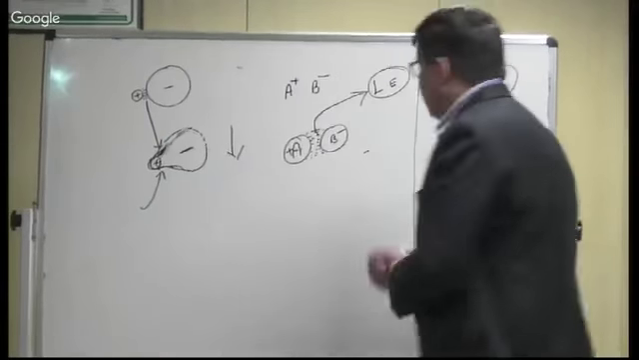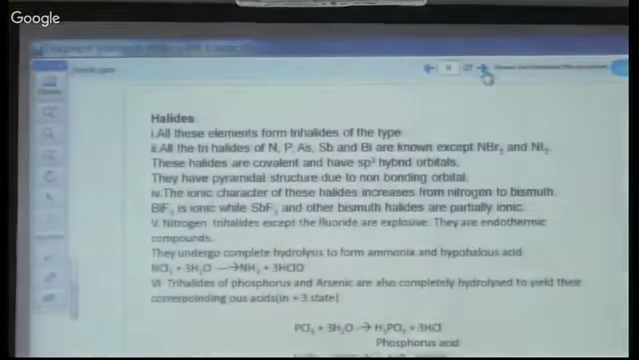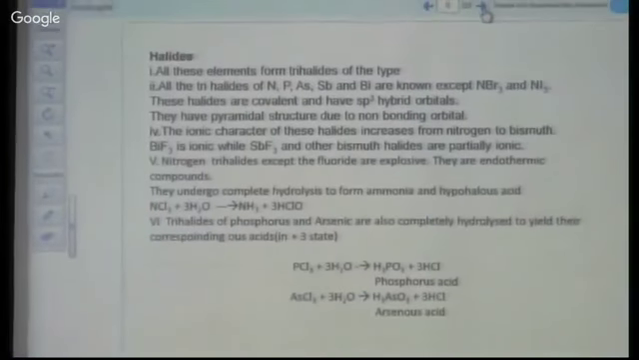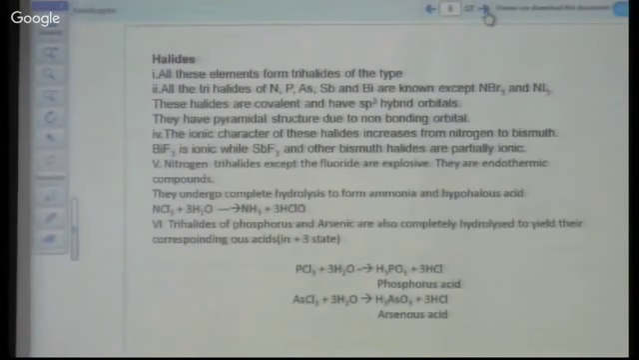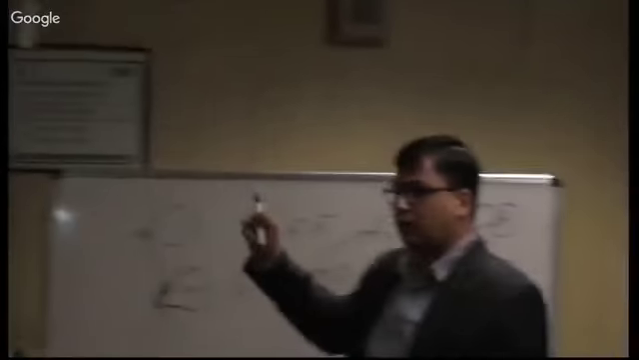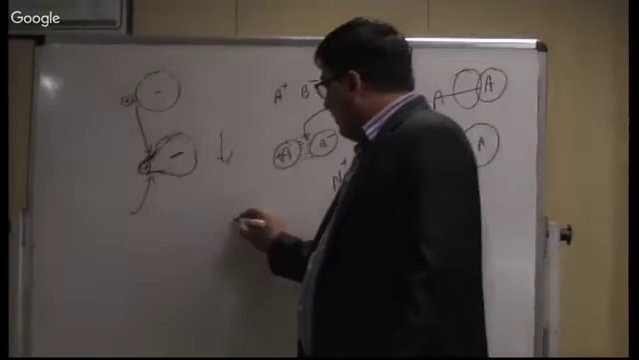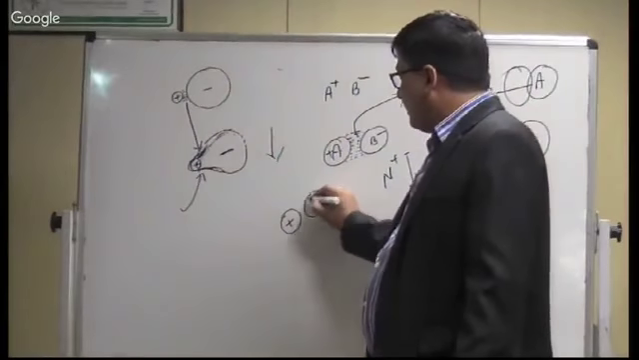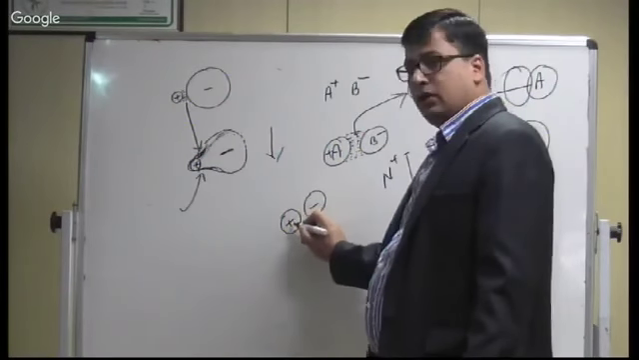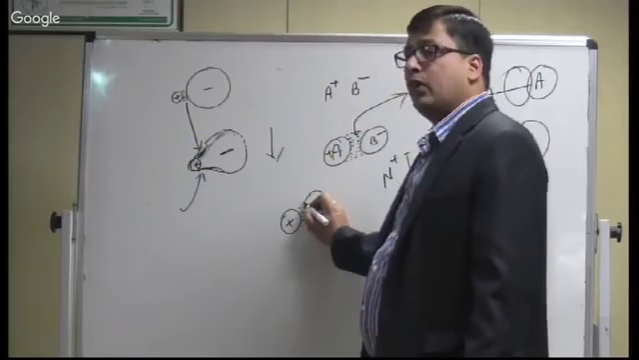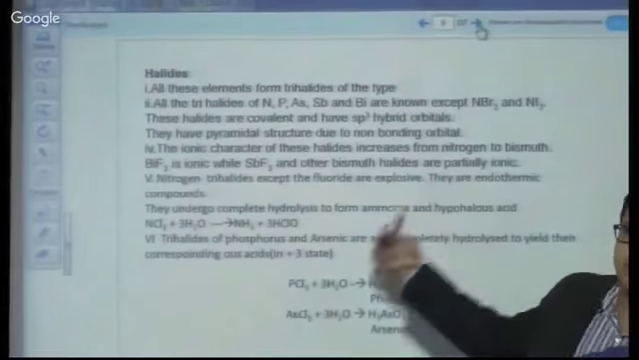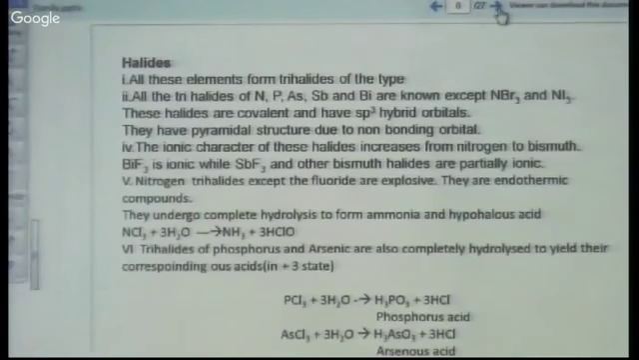So what we have in the third point, from nitrogen to Bi, the size of cation increases. If the size of cation increases, the polarization capacity decreases. If the polarization capacity decreases, it is unable to attract the electron from the negative ion. Therefore, if the cation is larger in size and it is unable to accept the electron, it forms a strong ionic bond. That's why we have written that BiF3 is ionic, while the rest are partially ionic. Clear?